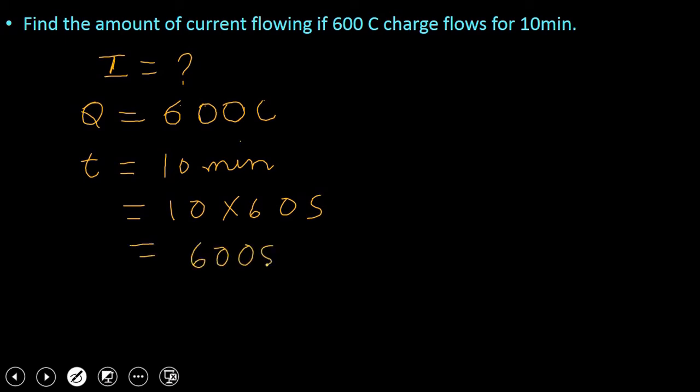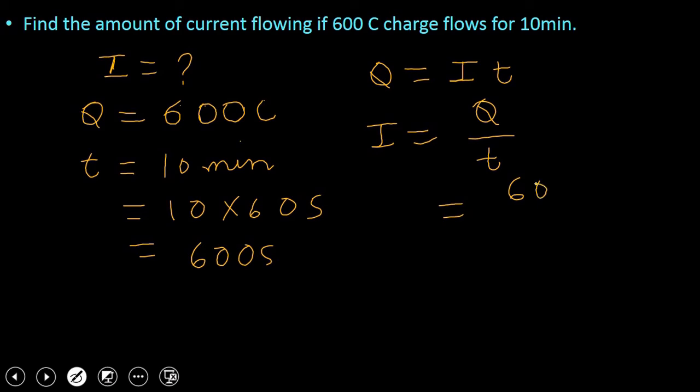Now we can use the formula Q is equal to I into T. Or we have to calculate I, so we can write I is equal to Q by T. Q is 600 coulomb divided by time. Time is also 600 second. The answer will be 1 ampere.